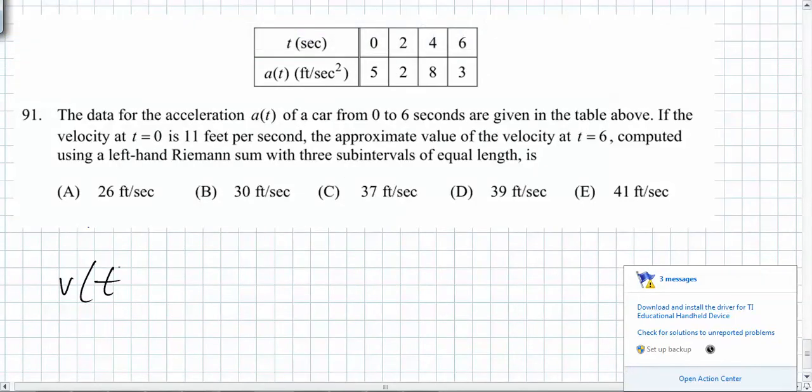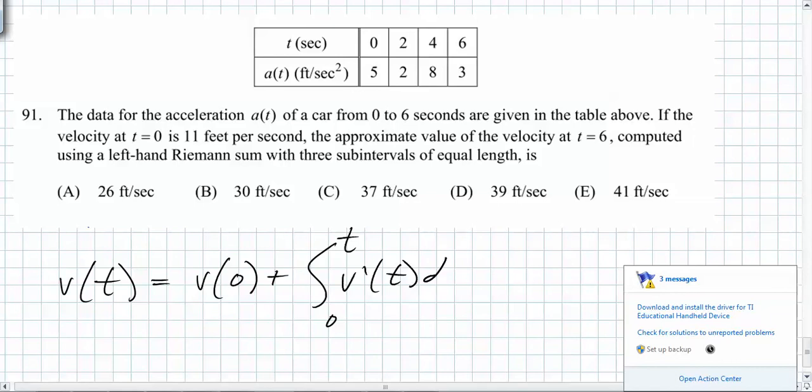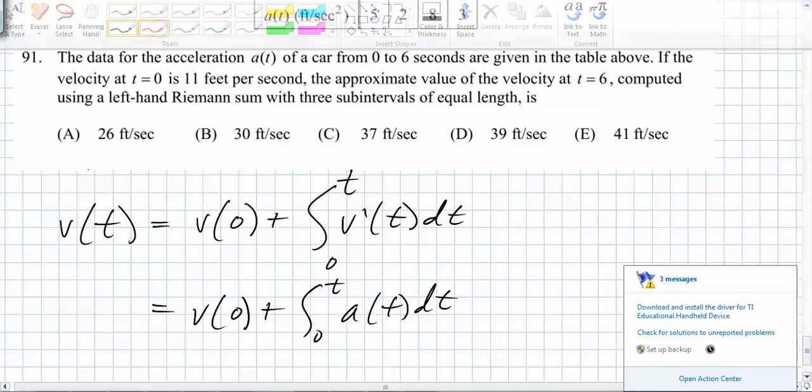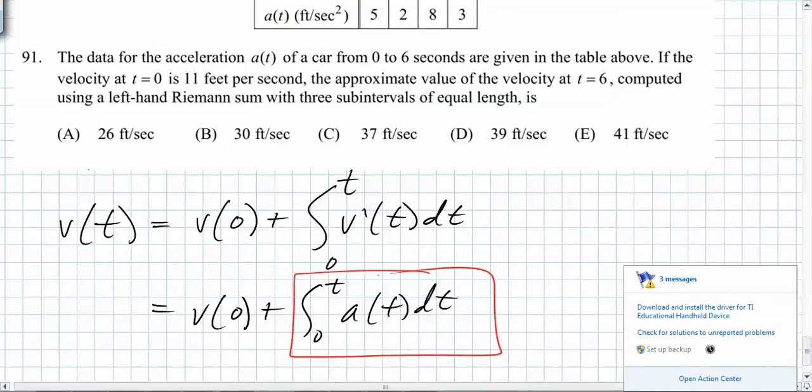The velocity at time t is going to be, and they give this is acceleration, right? It's going to be the velocity at 0 plus the integral from 0 to t of v prime of t dt. But what is v prime? A. So you're going to get velocity at 0 plus the integral from 0 to t of a of t dt. So they're asking you to use the left-hand Riemann sums to estimate this right here.